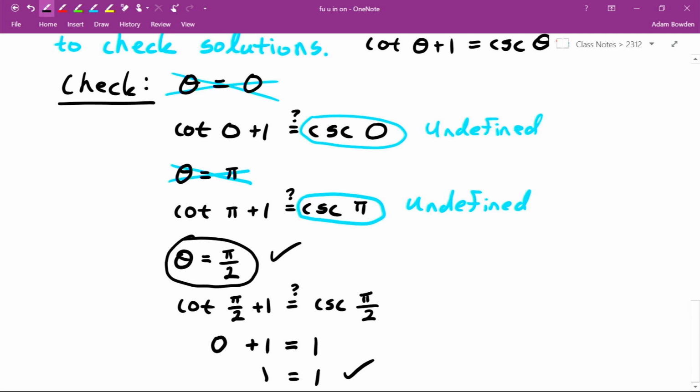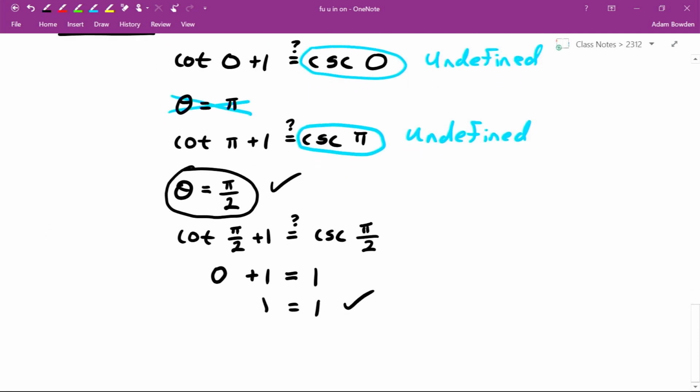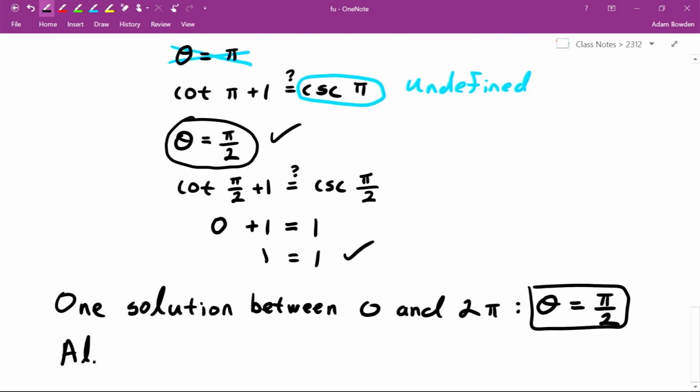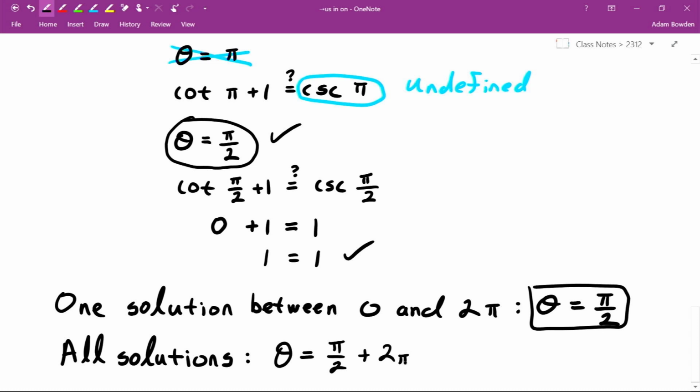This pi over 2 is the only number that we have that actually checks out of the 3 that we received. So we have 1 solution between 0 and 2 pi. Theta equals pi over 2. And then all solutions would have the form of theta equals pi over 2 plus 2 pi n.